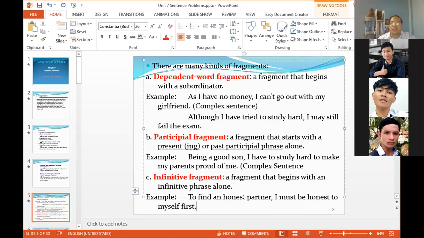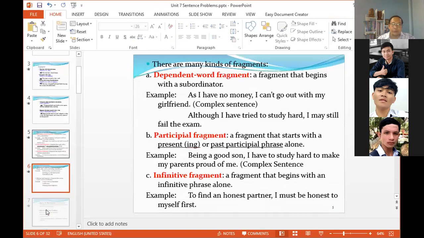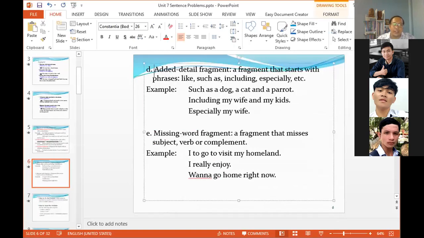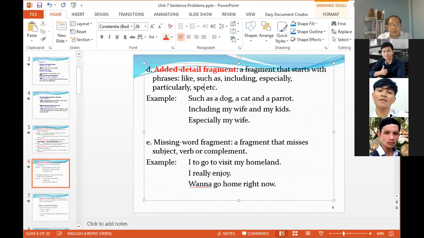You see, this is how we can correct the infinitive fragment. So we have a dependent verb fragment, a participial fragment, an infinitive fragment, and another one we call the added detail fragment, where we just add words like such as, including, especially, or particularly. These are words which are always added at the end of a sentence.